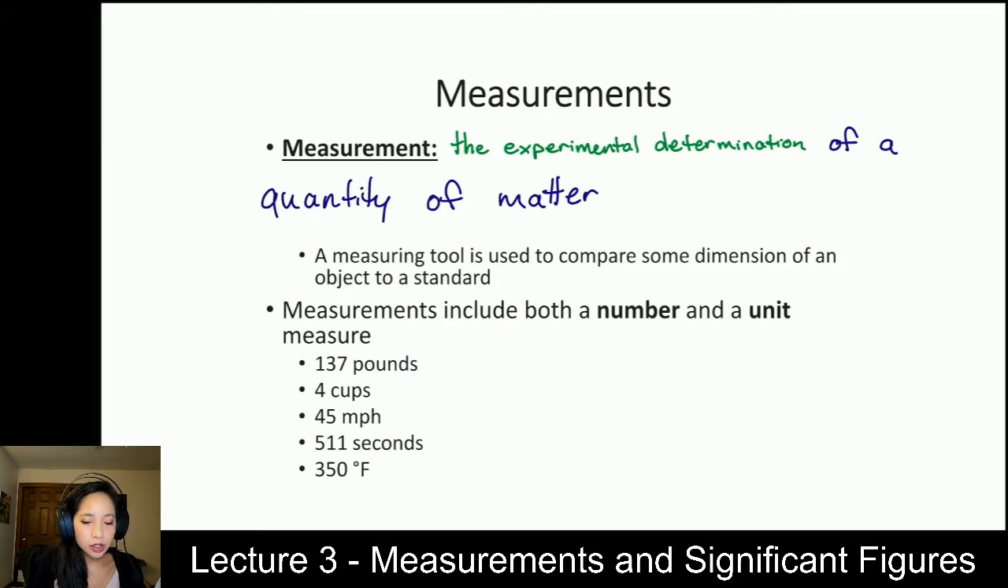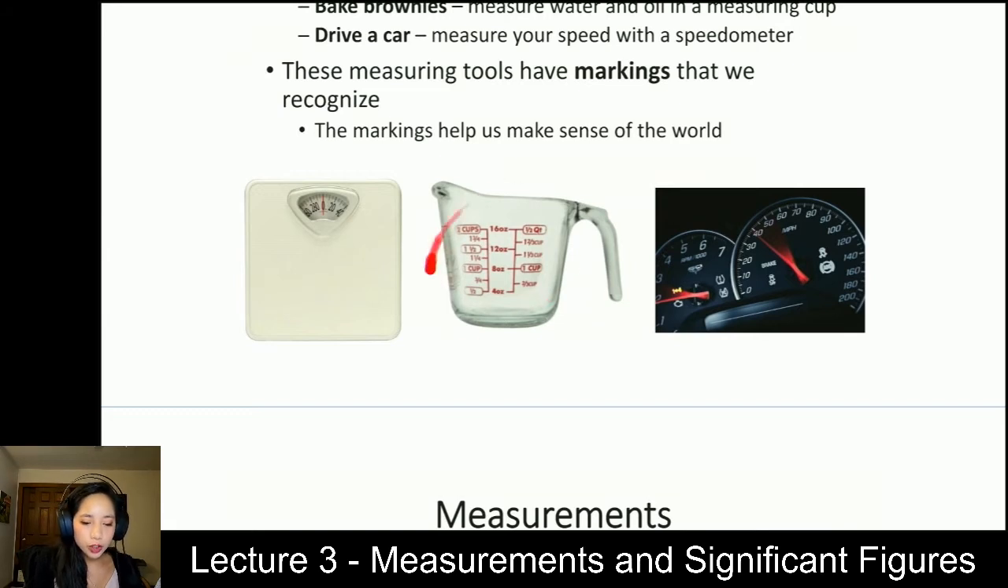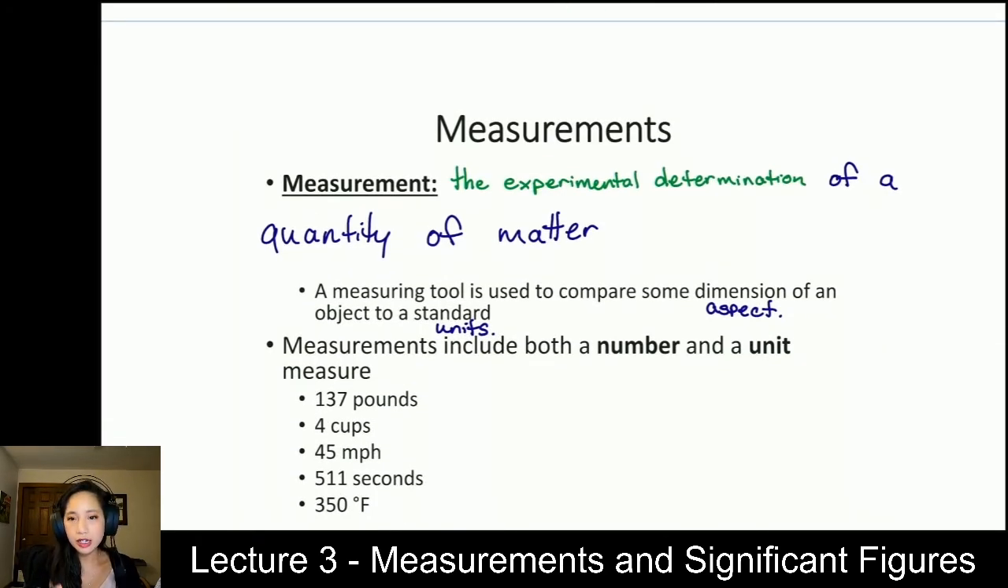A measuring tool is used to compare some dimension of an object to a standard. Meaning we can measure the length, the size, the weight, the volume of an object, so some type of aspect or quantity, to a standard. Usually this is where I mean we have to use units. It's really important when you measure out, let's say, 2 cups of flour, that your 2 cups of flour is the same as my 2 cups of flour when I measure it. So that's what I mean by standard units.